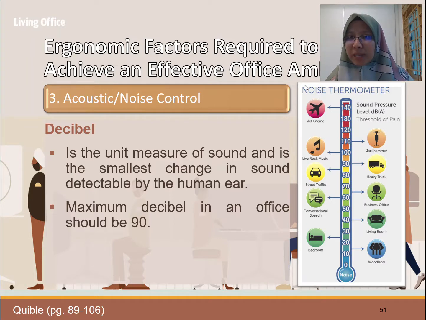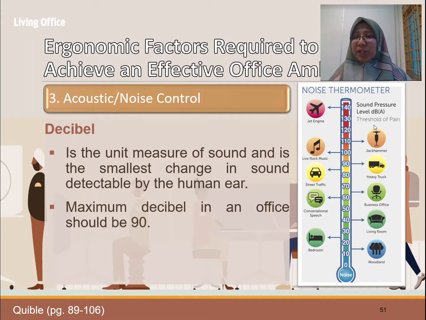Okay, now we take a look at this one. This is an example of the noise thermometer to measure the decibel. If you are staying or visiting the wood, the decibel is around 15. When you are sleeping, maybe because of the noise of the fan or the air conditioning, the decibel is maybe around 25. But when you are talking to your friend in the office, or in a business situation, the decibel is between 60 to 70. So that's why the maximum decibel in an office should be 90.